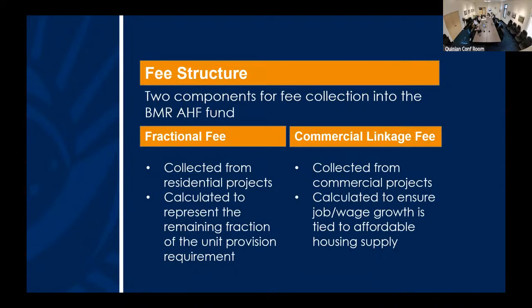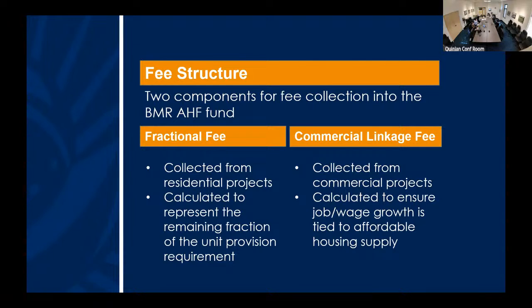All right, now let's move on to the fee structure and how that works. It's going to get a little bit mathematical. There are 2 components for fee collection into the BMR AHF fund. There's the fractional fee, and one that we call the commercial linkage fee. The fractional fee is collected on residential building permits: your townhomes, your single-family homes or apartment building, right? It's calculated to represent the remaining fraction of a unit provision requirement.